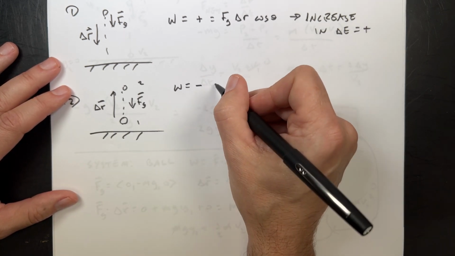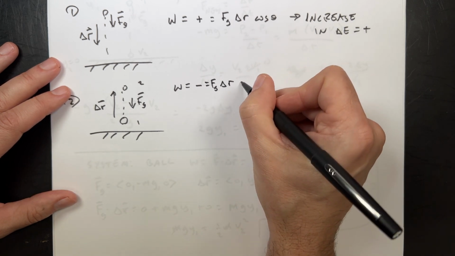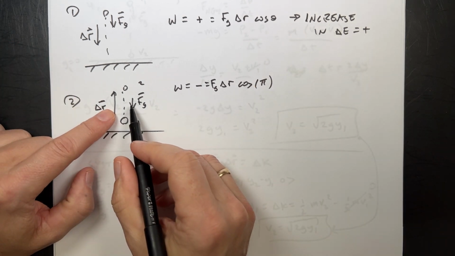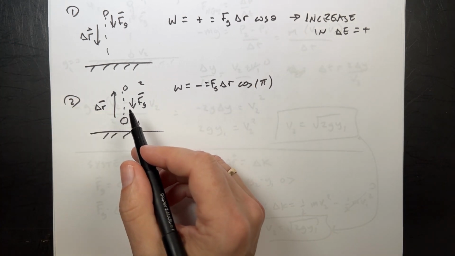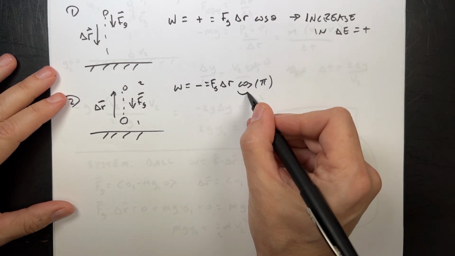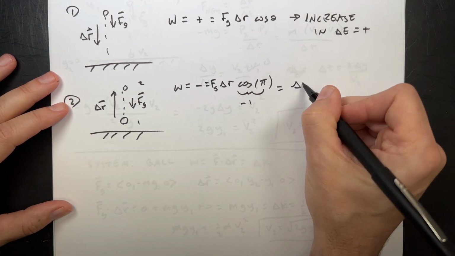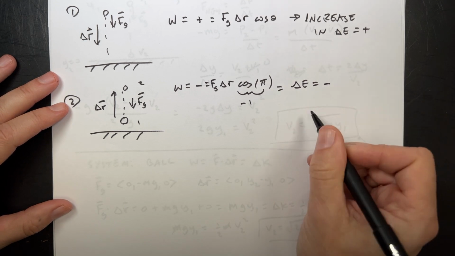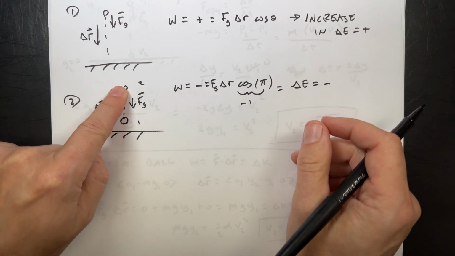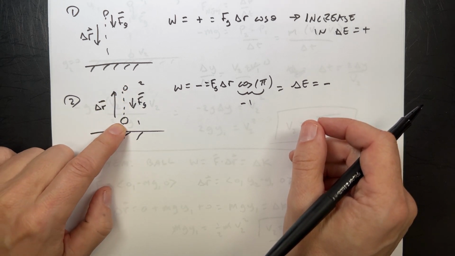And again, you could think of this as equal to Fg delta R cosine of pi, right? Because the angle between the gravitational force and displacement is 180 degrees, pi, and the cosine of pi is -1. So we get negative work. And this means delta E is negative also. So the energy is going to decrease, which makes sense. As this is moving up, the ball is going to slow down, so the final kinetic energy is going to be less than the initial kinetic energy.